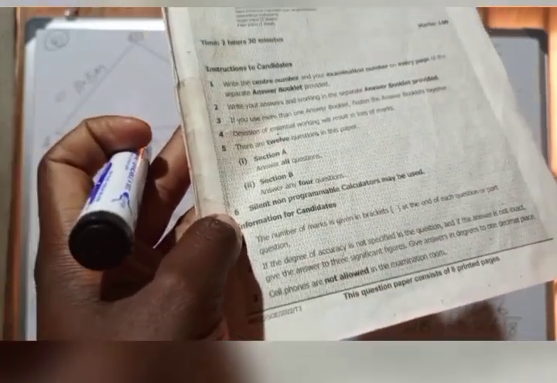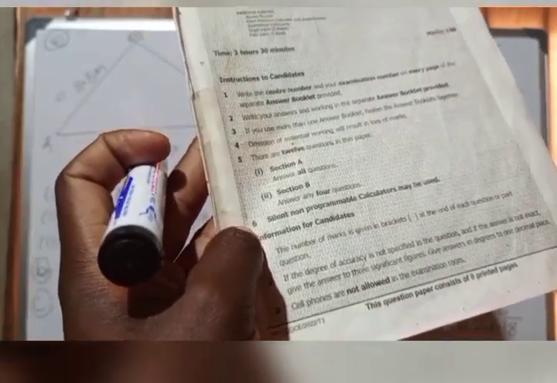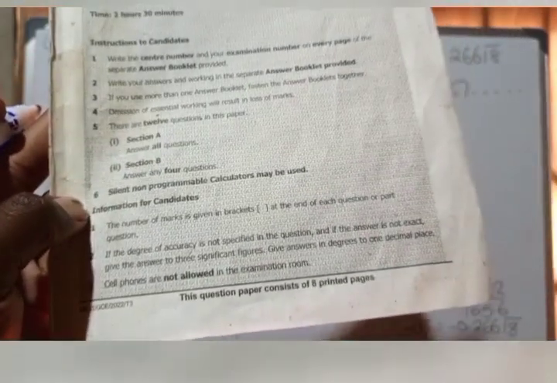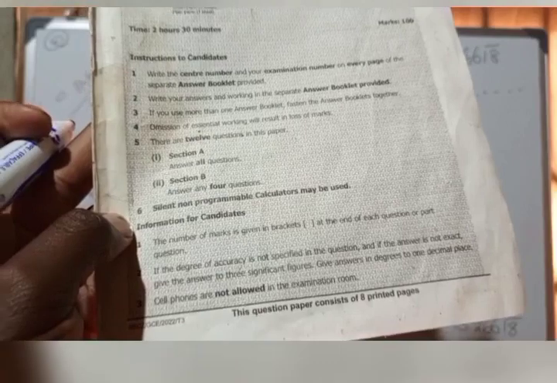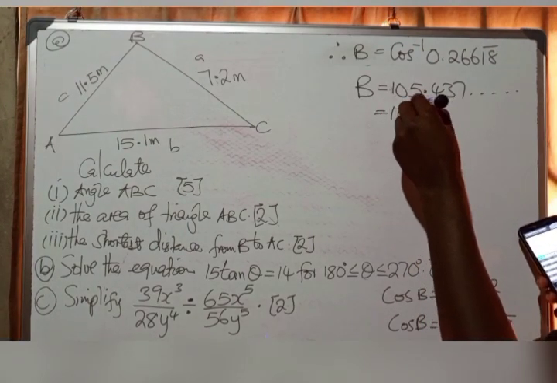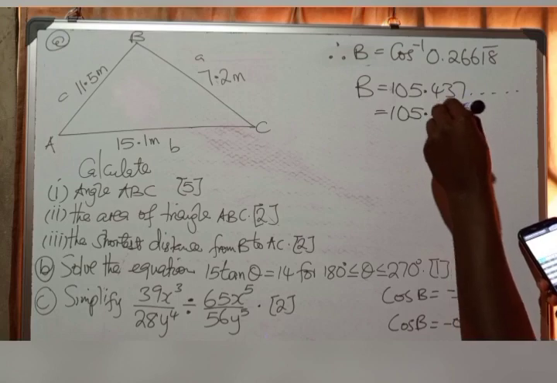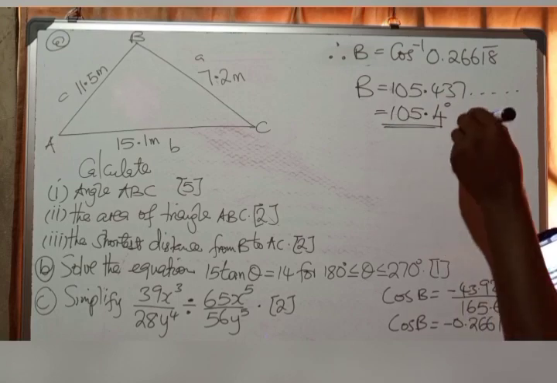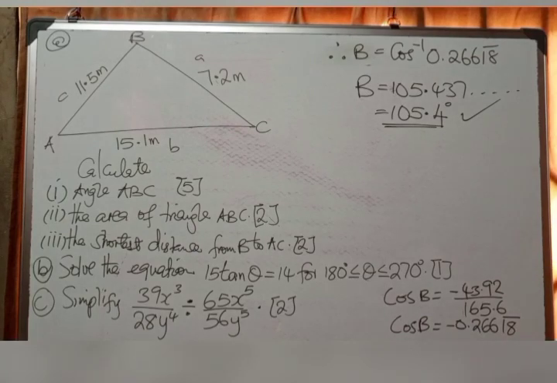It continues. Remember, according to the rule at the bottom, if the degree of accuracy is not specified and the answer is not exact, give answers to 3 significant figures. The other one says give answers in degrees to 1 decimal place. So our first decimal place there is 4. So the answer will be 105.4 degrees. So we have found angle ABC.